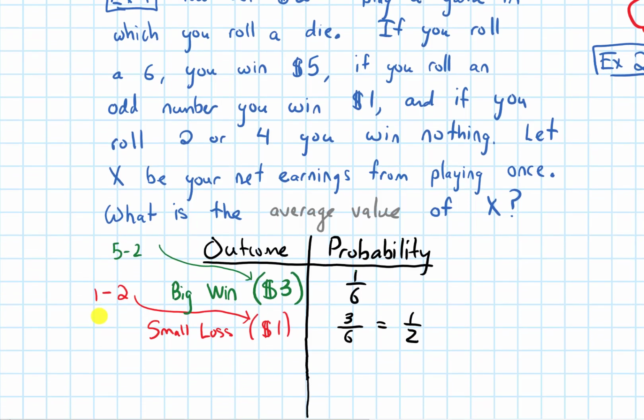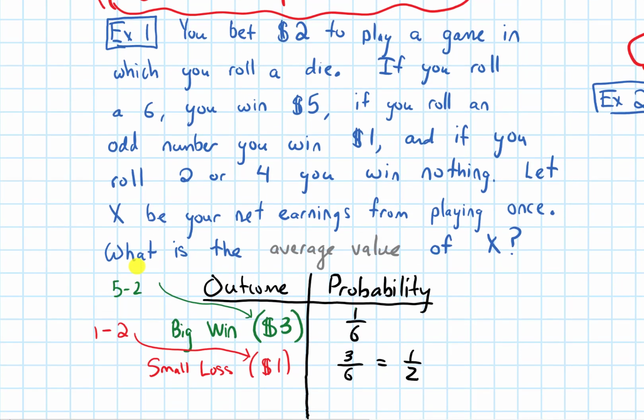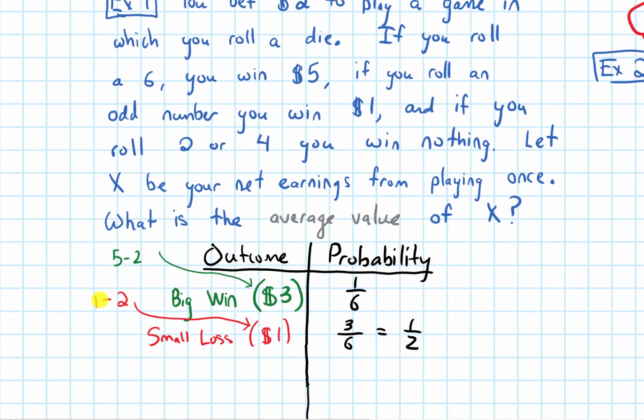And then finally, if we roll a 2 or a 4, we win nothing, but we still had to pay the $2 to play. So I'm going to call this a big loss, and we'd lose $2 in that scenario. And the probability that we roll a 2 or a 4, well, 2 choices for what we want to roll, out of 6 total possibilities. And this simplifies to 1 over 3.